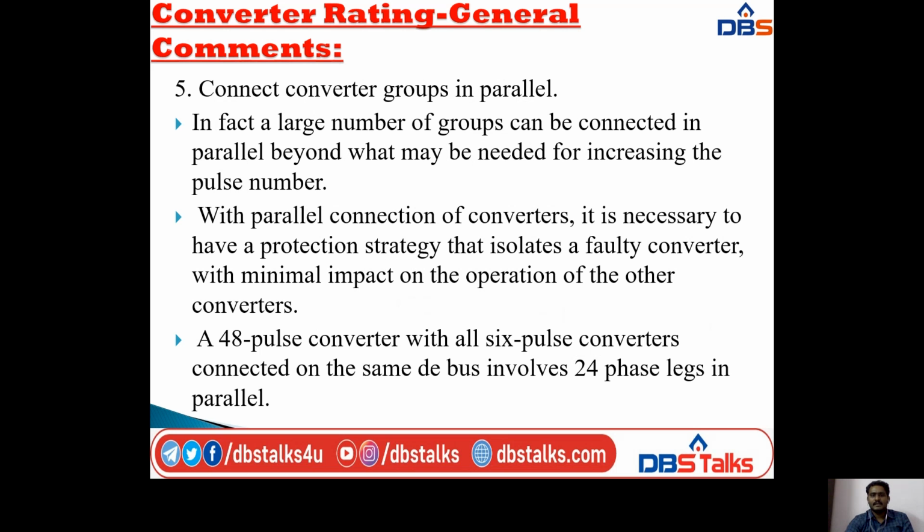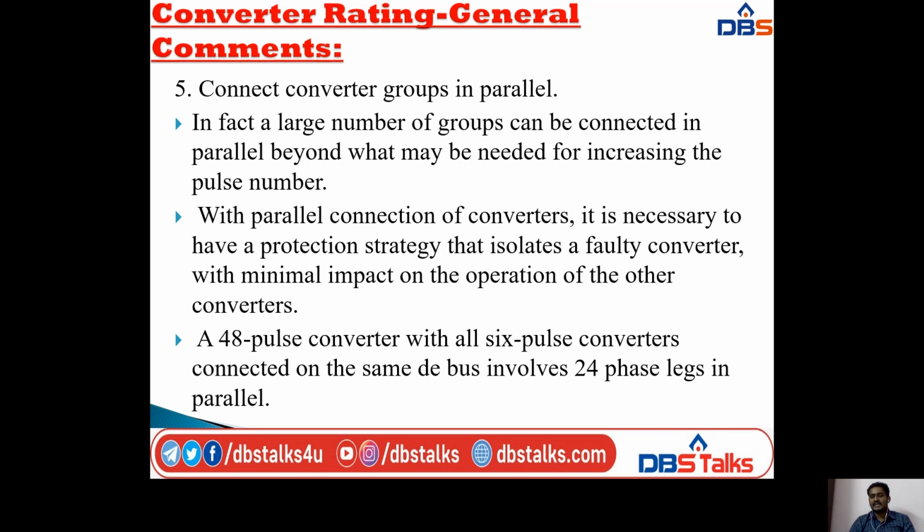Next, the fifth one is connect converter groups in parallel. Why? Because in fact a large number of groups can be connected in parallel beyond what may be needed for increasing the pulse number. If we increase the pulse number, we have to increase the converter rating for the given device. With parallel connection of converters, it is necessary to have a protection strategy, because it isolates a faulty converter with minimal impact on the operation of the other converters.